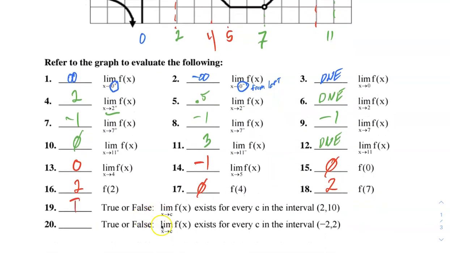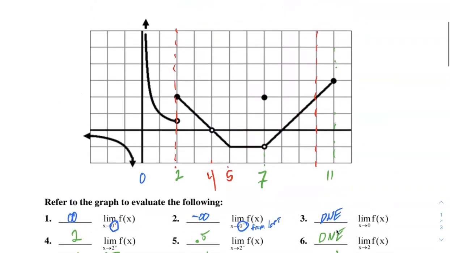Next one, true or false? Exact same question, but between -2 and 2. So between -2 and 2, let me erase this. Between -2 and 2. So we're looking at this little section right here. All right, I'll just color that in real quick. So in here, does every value between here and here have a limit?